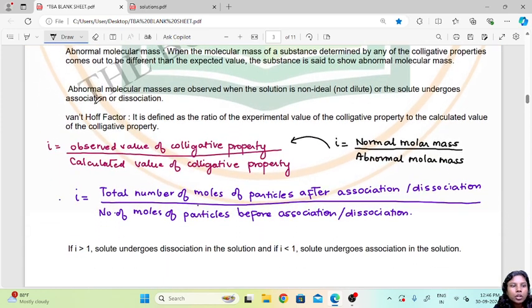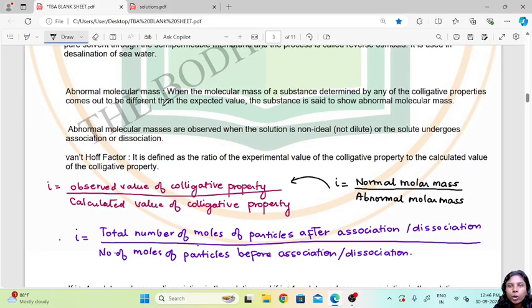Now let's talk about abnormal molecular masses. When the molecular mass of a substance determined by any of the colligative properties comes out to be different than the expected value, the substance is said to show abnormal molecular masses. Now we have spoken about all the colligative properties, we have spoken about four of them.